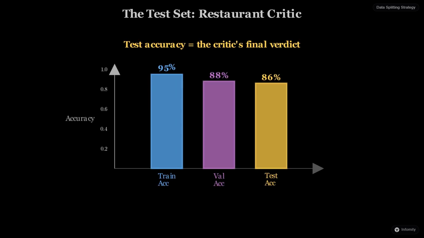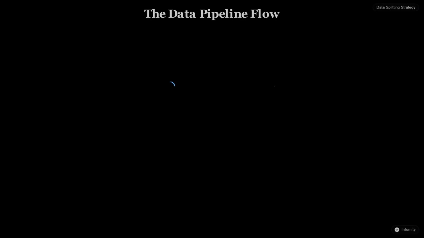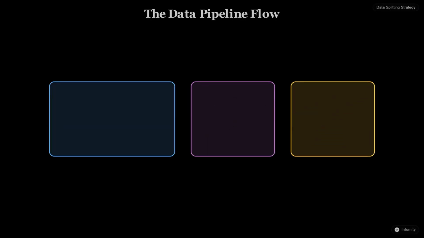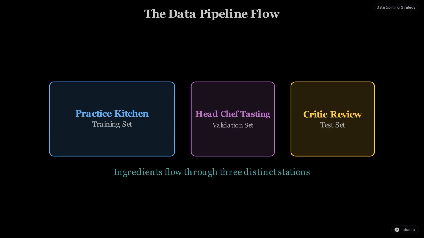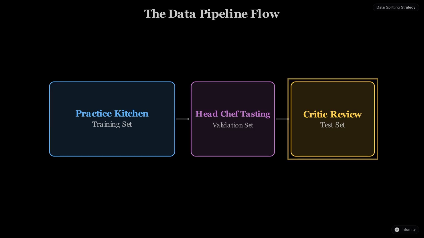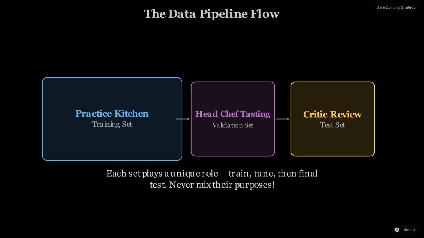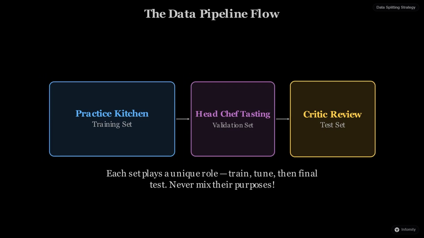Visualizing the flow of data helps us understand the pipeline. Imagine ingredients moving through three distinct stations. First, the large training station where the bulk of the work happens. Then, a smaller validation station for refinement. Finally, a single plate reaches the test station for evaluation. This linear progression ensures that information from the future does not leak into the past.